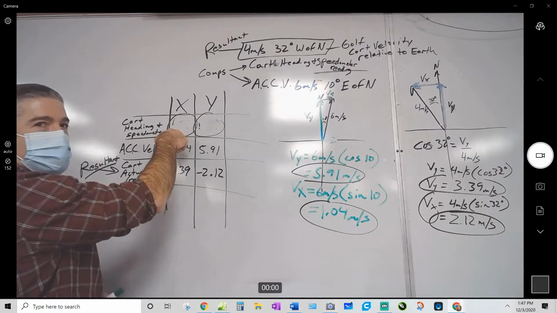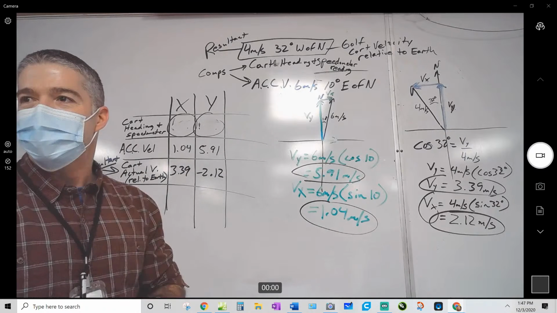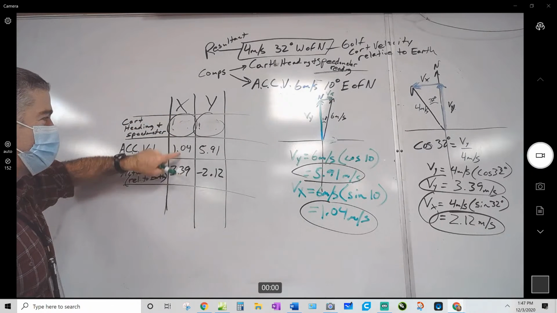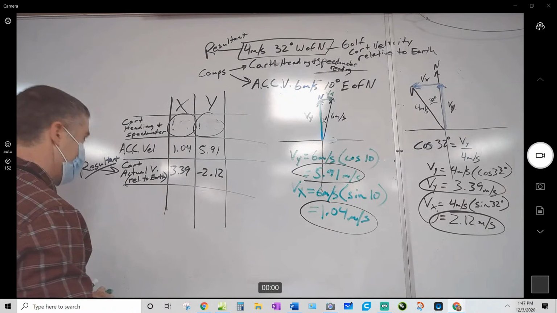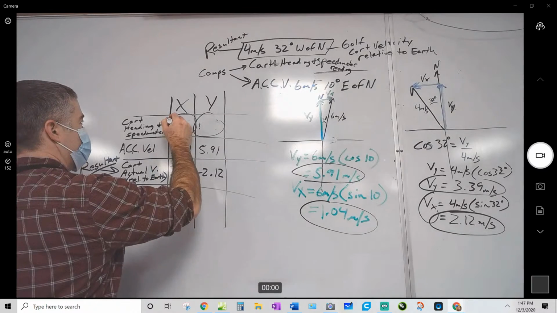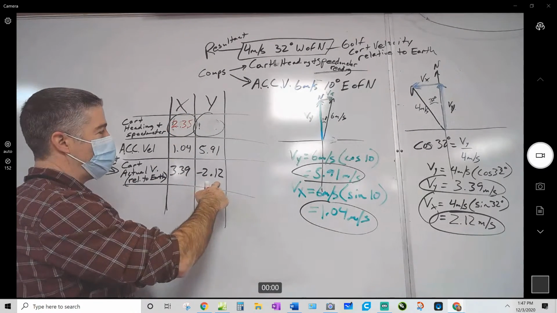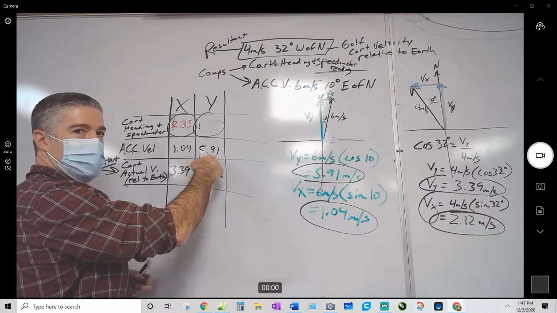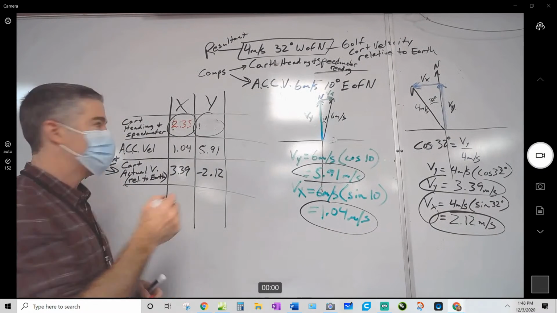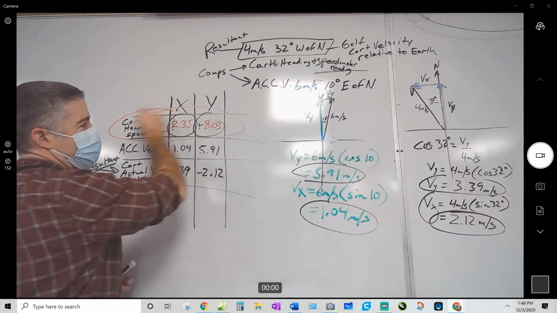So how do I get this? Subtract. Jack Giuliani, will you tell me what's 3.39 minus 1.04? 2.35. Can somebody check? And what's negative 2.12 minus 5.91? Negative 8.03? So really, I've got the answer now.